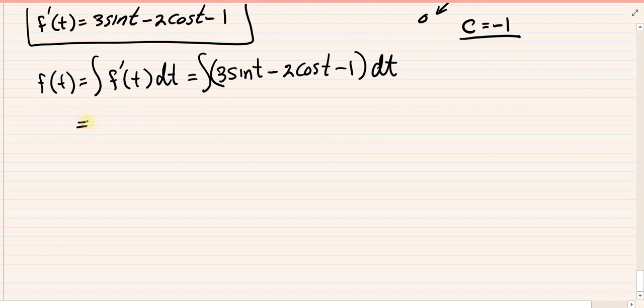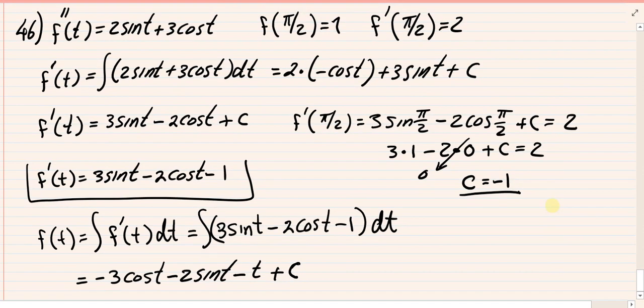And the integral becomes the integral of 3 sine t. That's going to be negative 3 cosine t, because the derivative of cosine is negative sine, so we need a negative in front to offset. And minus 2 times the integral of cosine, which is sine, because the derivative of sine is cosine. And the integral of negative 1 dt is just negative t, and we're going to add a constant of integration.